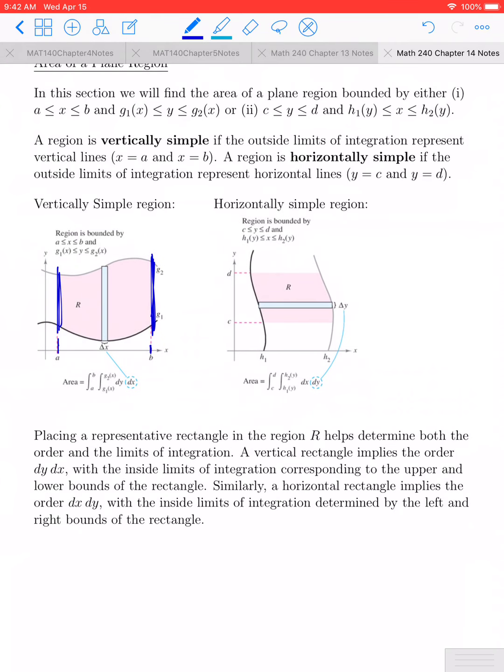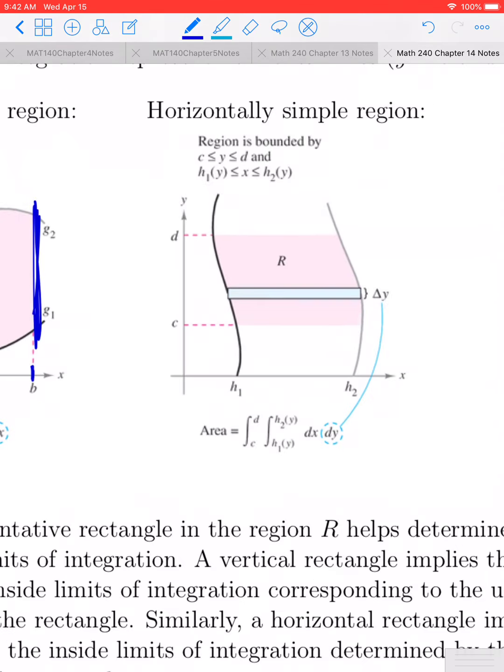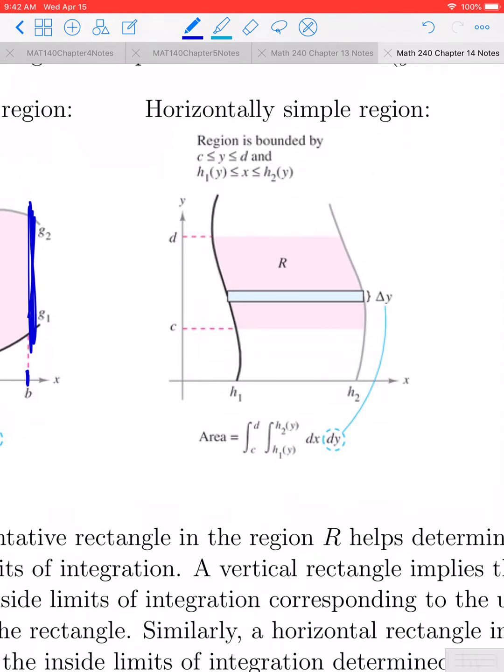Similarly, a region is called horizontally simple if the outside limits of integration represent horizontal lines. If we look at this region here, the region is bounded by the horizontal line y equals c and also y equals d. So y is between c and d, and this region is going to be horizontally simple.